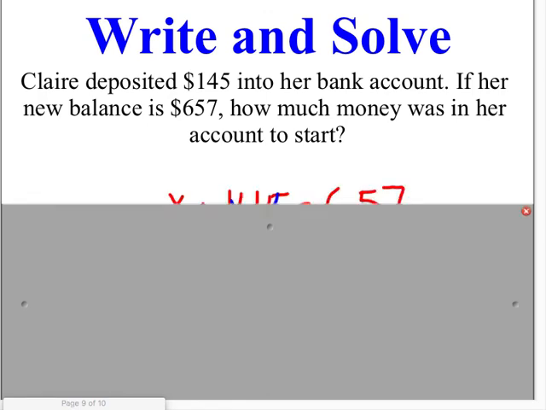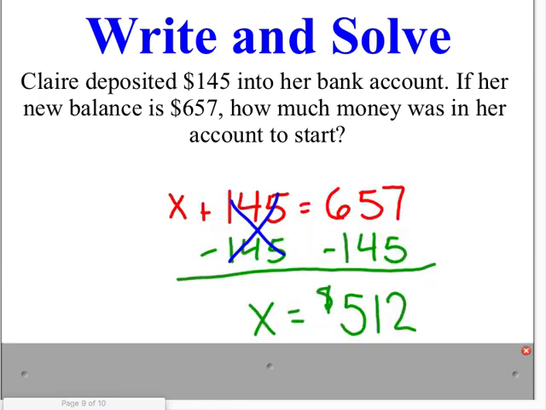Your original equation should have been x + 145 is equal to 657. She put that extra money into her account, so she added that up. In order to figure out how much she started with, we need to subtract from the total, and I end up with a starting amount of $512.